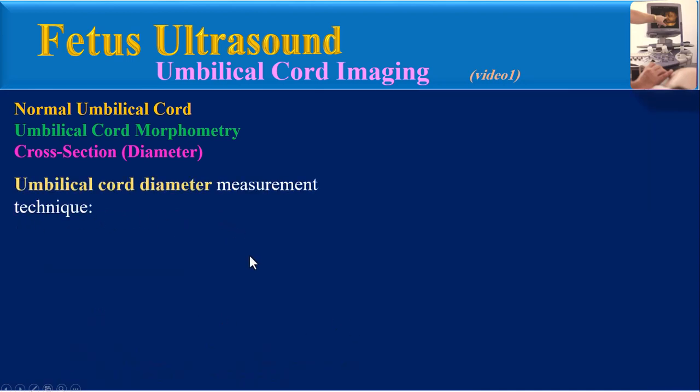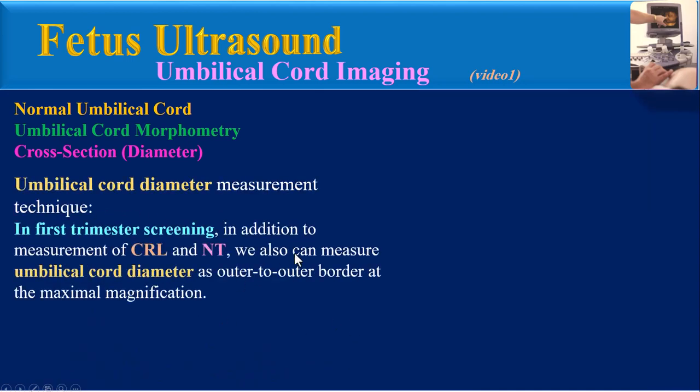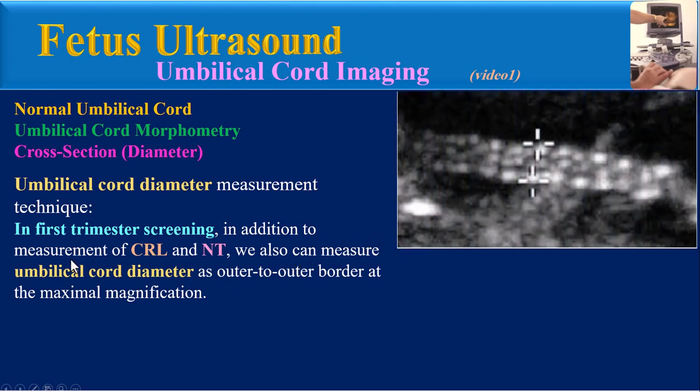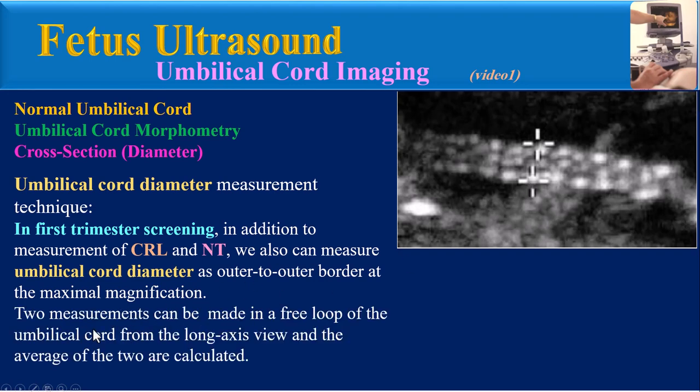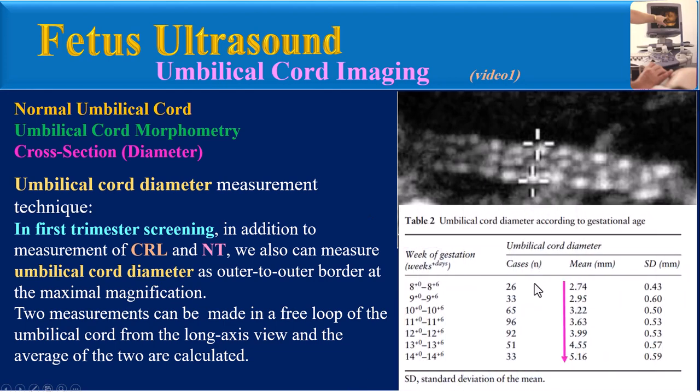Umbilical cord diameter measurement technique. In first trimester screening, in addition to measurement of crown-rump length and nuchal translucency, we also can measure umbilical cord diameter as outer to outer border at the maximal magnification. 2 measurements can be made in a free loop of the umbilical cord from the long axis view, and the average of the 2 is calculated.